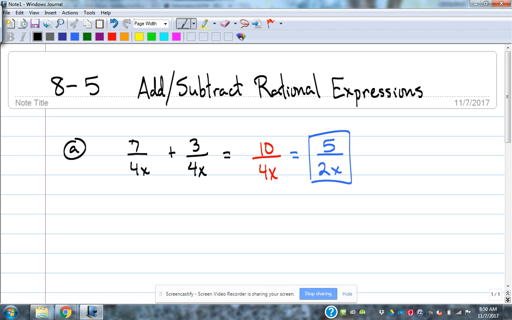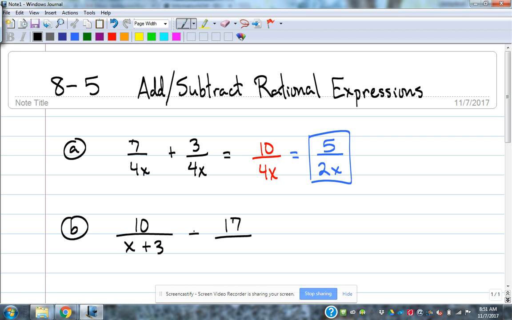The key things to notice about the denominators are the factors that are there. They have the same two factors, 4 and x. As we start building some of these that don't have the same factors, you got to pay attention to what factors you need or don't need.